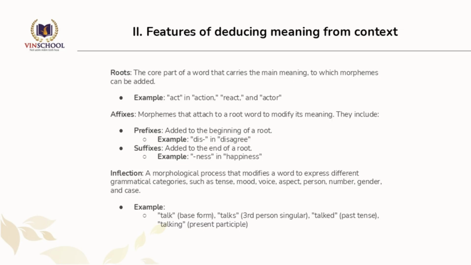Affixes are morphemes that modify the meaning of a root word. They include prefixes, which are added to the beginning of a root, for example, dis in disagree, and suffixes, which are added to the end of a root, for example, ness in happiness. Inflection refers to a morphological process that changes a word to express different grammatical categories, such as tense or number. For instance, the word talk can take various forms: talks, third person singular, talked, past tense, and talking, present participle.